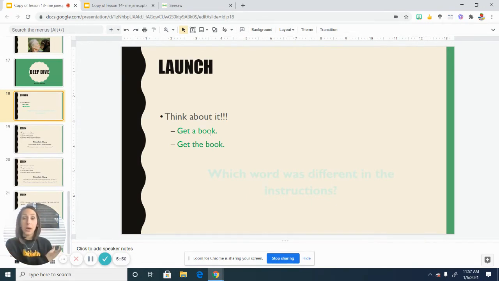And then "the" is the other article. We use "the" when we want to talk about a more specific noun: the book, the girl, the class. If we use "a" or "an," we are talking in a more general sense, not a specific noun, like have a seat in a chair, or grab a book, or get a pencil.